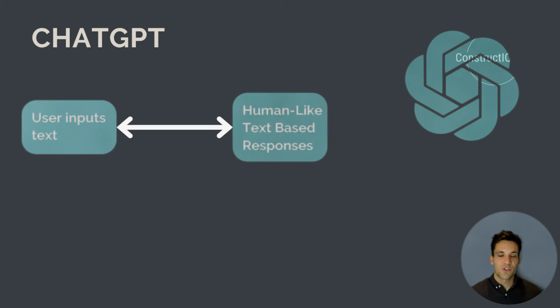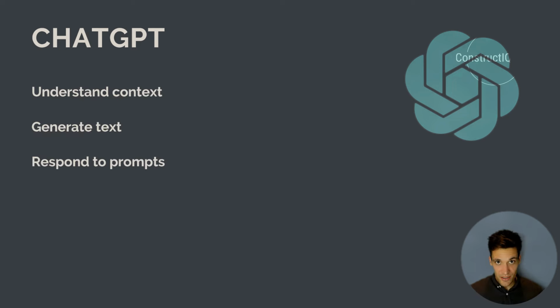How does it work? Basically you open it up and it's a dialogue text box. Then you type in your questions, what you want it to do, you tell it things, and in response, it produces human-like text-based responses based on the information it has. It can be thought of like interacting with a super smart human with access to an unbelievable amount of information.